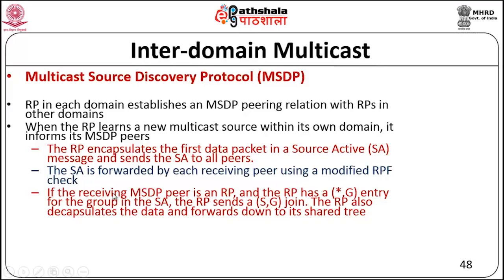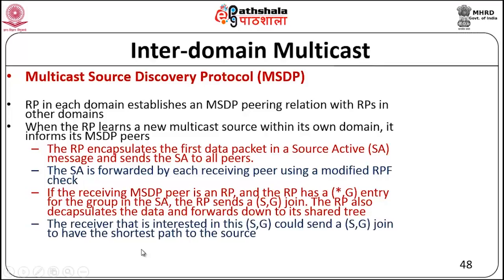Okay, it forwards the data at the same time. It now says I am also interested in joining this particular group, so it sends a message to the source. Once that is done, this RP also gets connected to the source. The receiver that is interested in this S comma G could send an S comma G join to have the shortest path to the source as well. So these are the options that we have. Once this is done, data can start flowing through the RPs to the other members in the other domain.